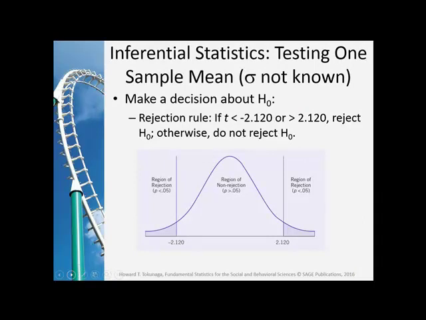So doing that for this example, t with 16 degrees of freedom is 2.120. So on both the positive and the negative side, if the t-value that we compute given our data is greater than that, then we will reject the null hypothesis.